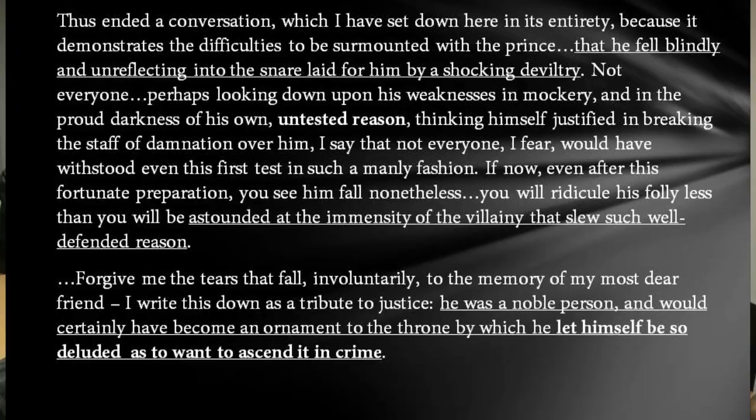Okay. So we took a break pretty much at the end of book one. But the Count, again, who's narrating this whole thing, he says, thus ended a conversation which I have set down here in its entirety, because it demonstrates the difficulties to be surmounted with the prince, that he fell blindly and unreflecting into the snare laid for him by a shocking deviltry.